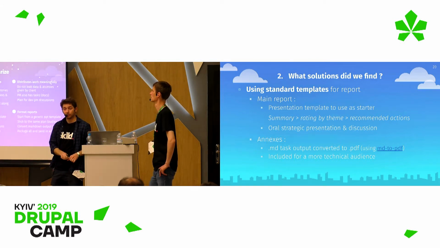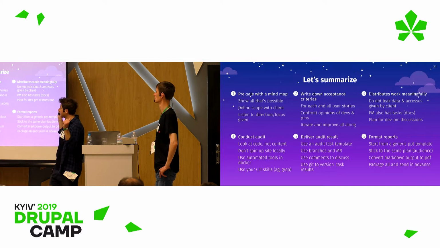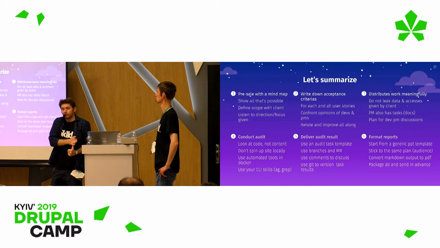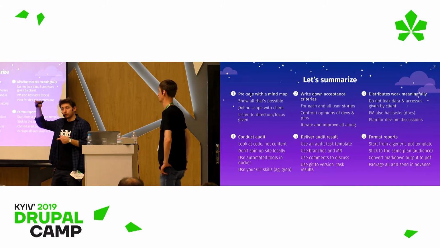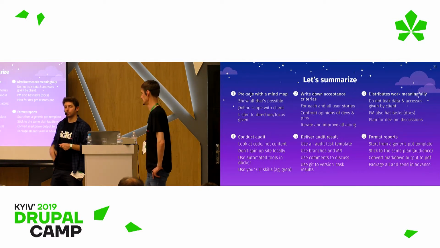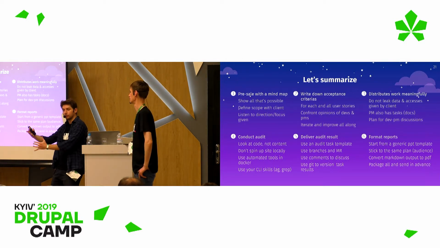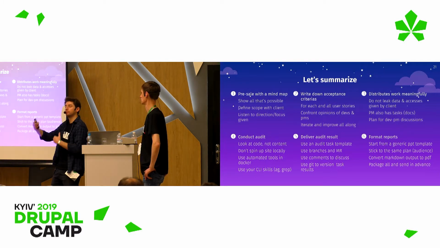So, a summary about the methodology, really quickly. We use a mind map that helps to show the clients what could be audited and to reach an agreement about that. We write down acceptance criteria about all the things that you could audit. So when you actually perform the audits, you know what to look at, and it doesn't take time to think again about it. And it can be given to lots of developers in parallel, even junior developers.